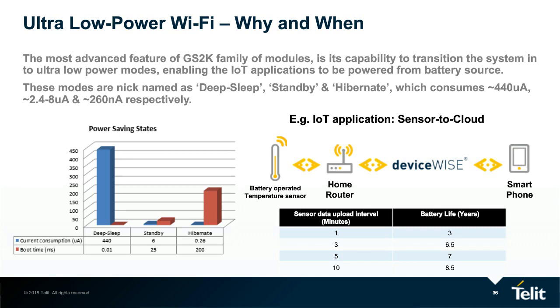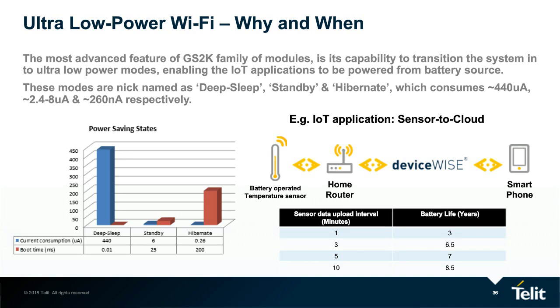There's a graph on the left side which shows the current consumption versus the boot up time or the wake up time, right? Now, as you see, the system can transition into 440 microamps and wake up within 10 milliseconds. Similarly, the system can also be transitioned into 6 microamps or even 260 nanoamps, which is unmatched in the industry, and wake up within 25 milliseconds or 200 milliseconds. Correct?